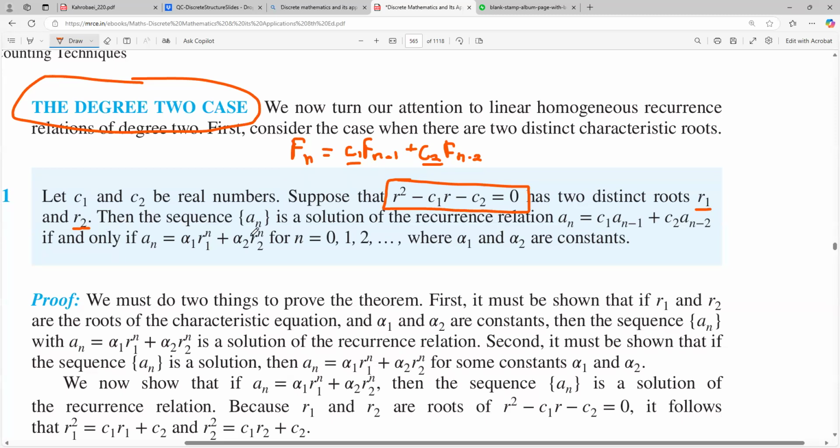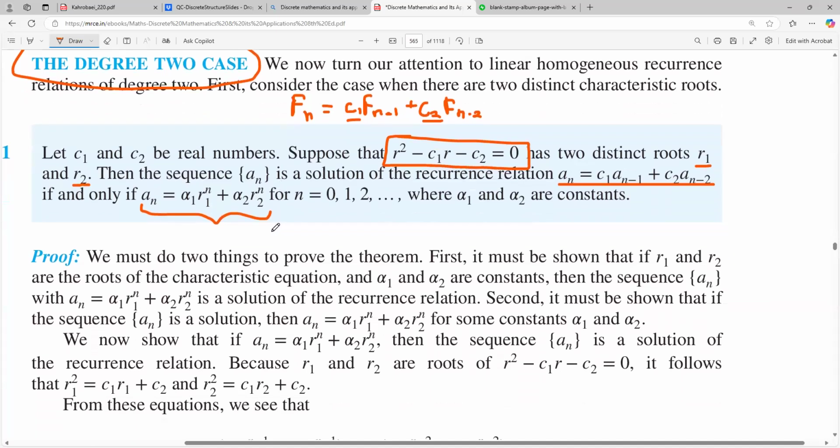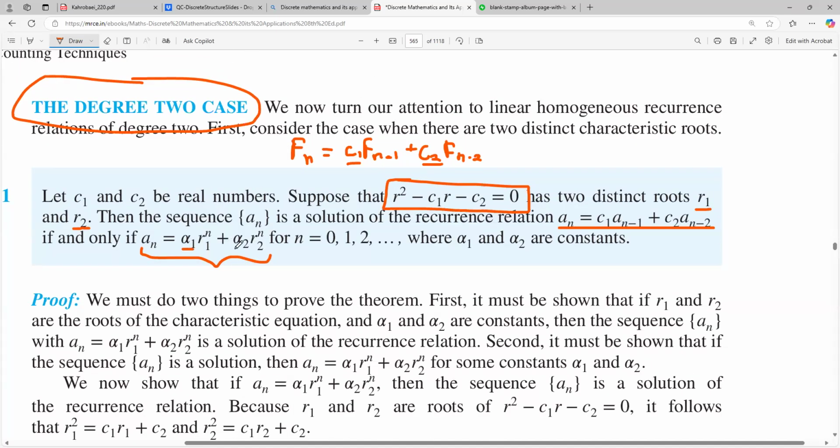If this is the case, then we could say that A of n, instead of using this recurrence relation, we could then use R1 and R2 and get an explicit formula for it, right? So A of n, instead of being equal to C1 A of n minus 1 plus C2 A of n minus 2, we get A of n is equal to alpha 1 times R1 to the n plus alpha 2 R2 to the n, right? Where alpha 1 and alpha 2 are constants.